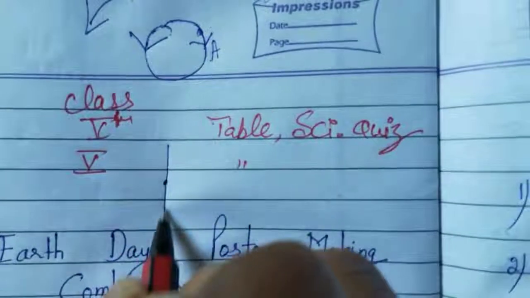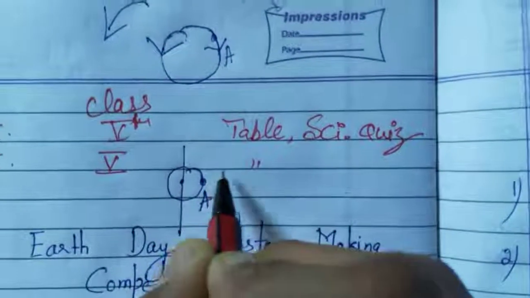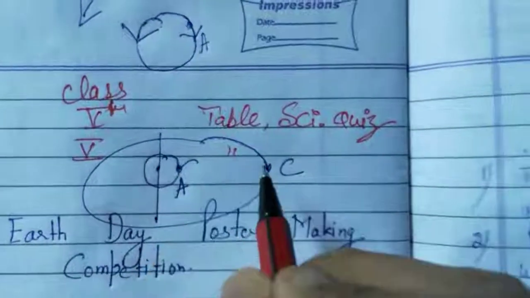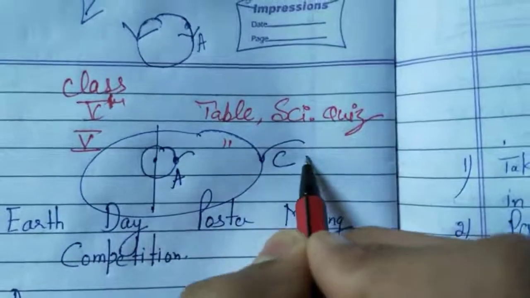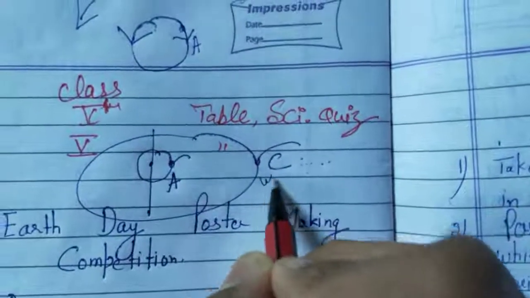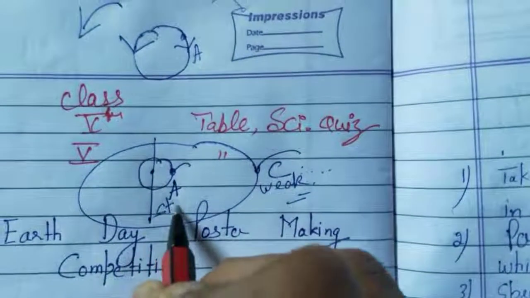Suppose this is the center, where the wire is passing. You place a compass at position A, then you place a compass at position C. At A you will get more deflection, at C you will get less deflection. Why are you getting less deflection? A weak magnetic field is there. Why are you getting more deflection? Because a strong magnetic field is there.